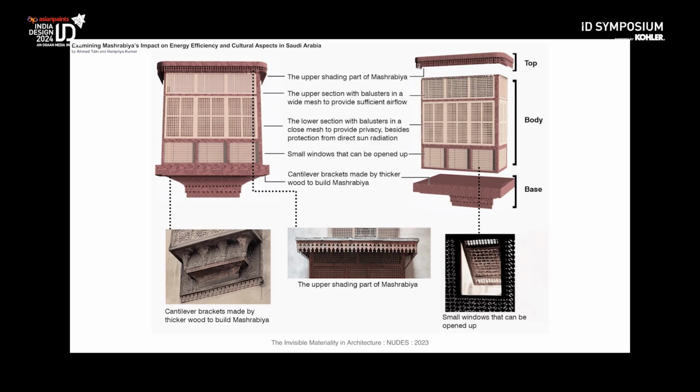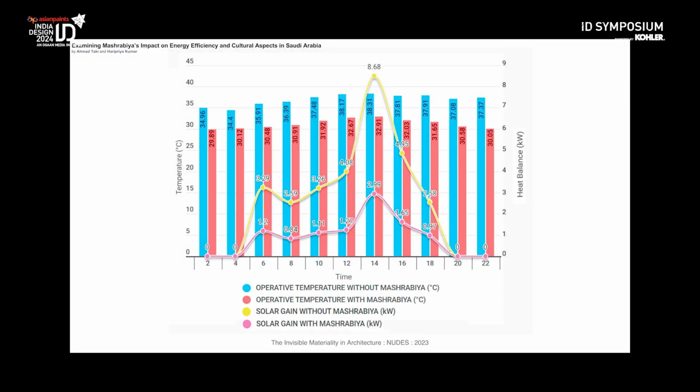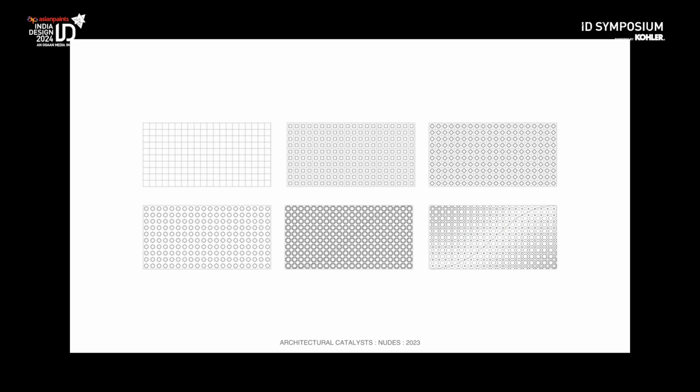And then there are these shutters at the bottom, and the shutters are hinged in a way that they could actually deflect the wind depending upon the direction of the wind. These were some operative temperature analysis with the mashrabiyah and without the mashrabiyah.